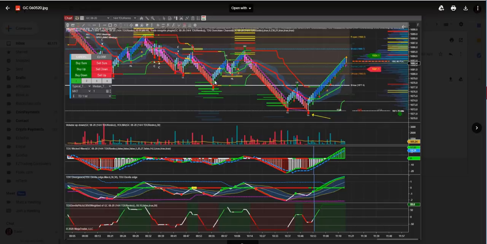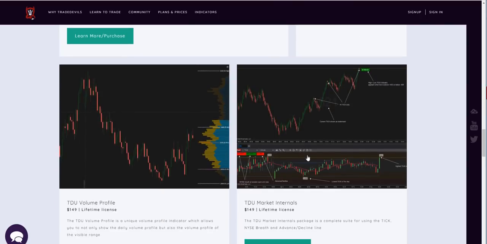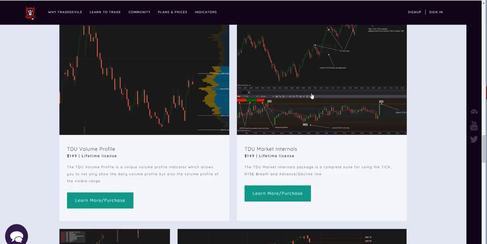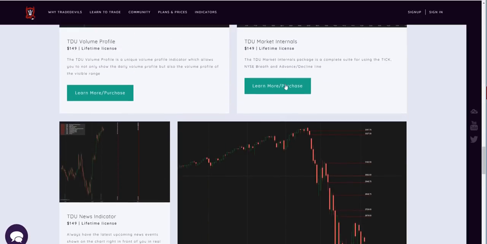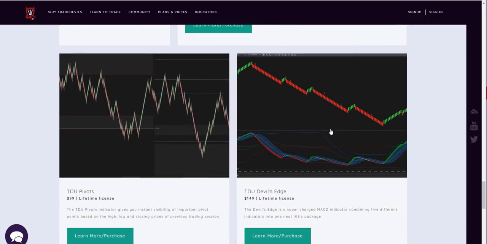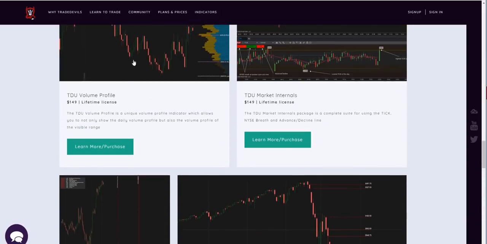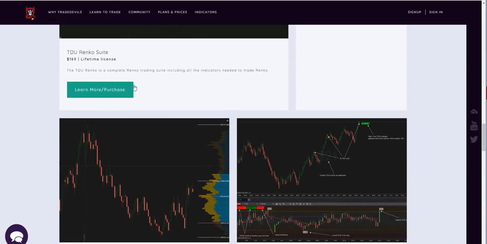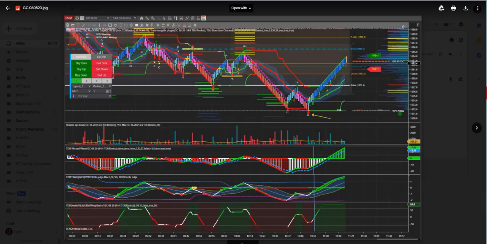Or the software is drawing all the measured moves for you. So if you were curious about any of that, then you could come over here and have a look. And of course, we track the market internals, very important for the S&P and the E-mini, and the YM, the Dow mini, then our news indicator and our unfilled gap indicator. Here's the devil's edge, here's pivots, and then the Renko suite, if you were interested in how we're coming up with those Renko brick sizes. The software does it all automatically for you.